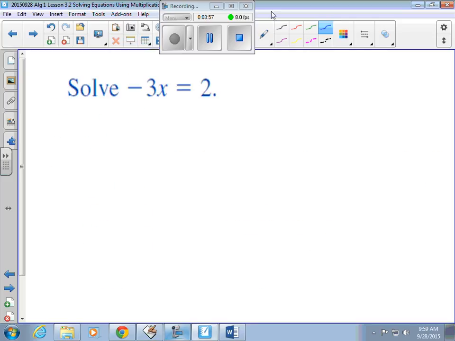On the back, do this one. Solve negative 3x is equal to 2. Take about 15 or 20 seconds.